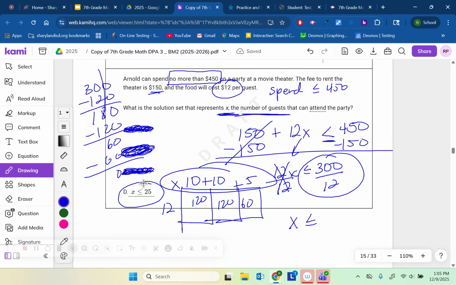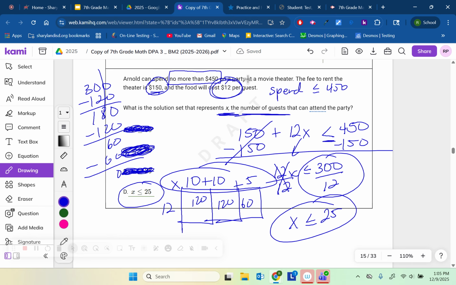Okay, so I do the area model when I work these out. So x will be less than or equal to 25. If I'm going to pay 150 for the place and it's $12 per customer, then 25 people can attend. And that's it. Only 25 or fewer can attend this party. That's this one, and hopefully we'll do better this year.